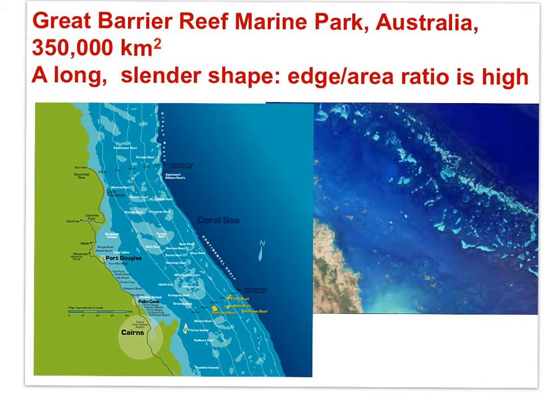Mountain chains or barrier reefs, by virtue of geography, result in reserves with long, slender shapes. These shapes are not ideal because of the high edge to area ratio.